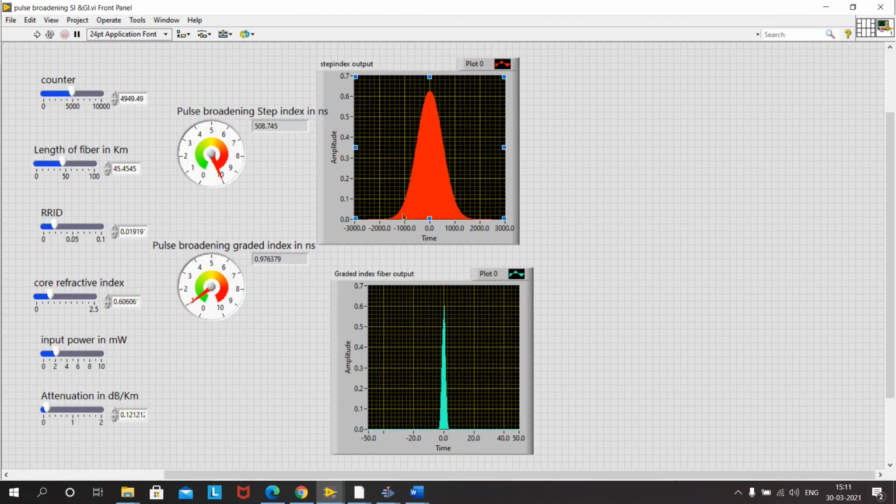This is because the modes traveling through different path lengths reach the destination at different times, resulting in more pulse broadening in step index fiber, which is compensated in graded index fiber because in graded index fibers, different modes with different path lengths travel through the material with different refractive index and hence have a different velocity. And hence both reach the destination at the same time, which results in small spectral broadening.